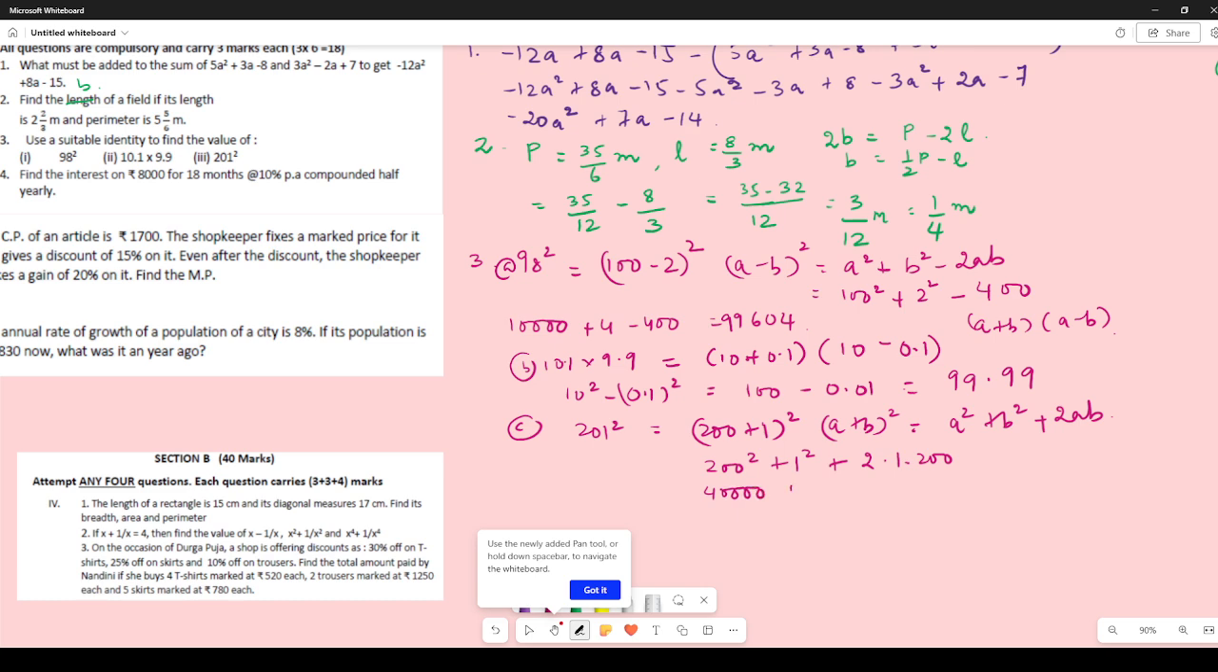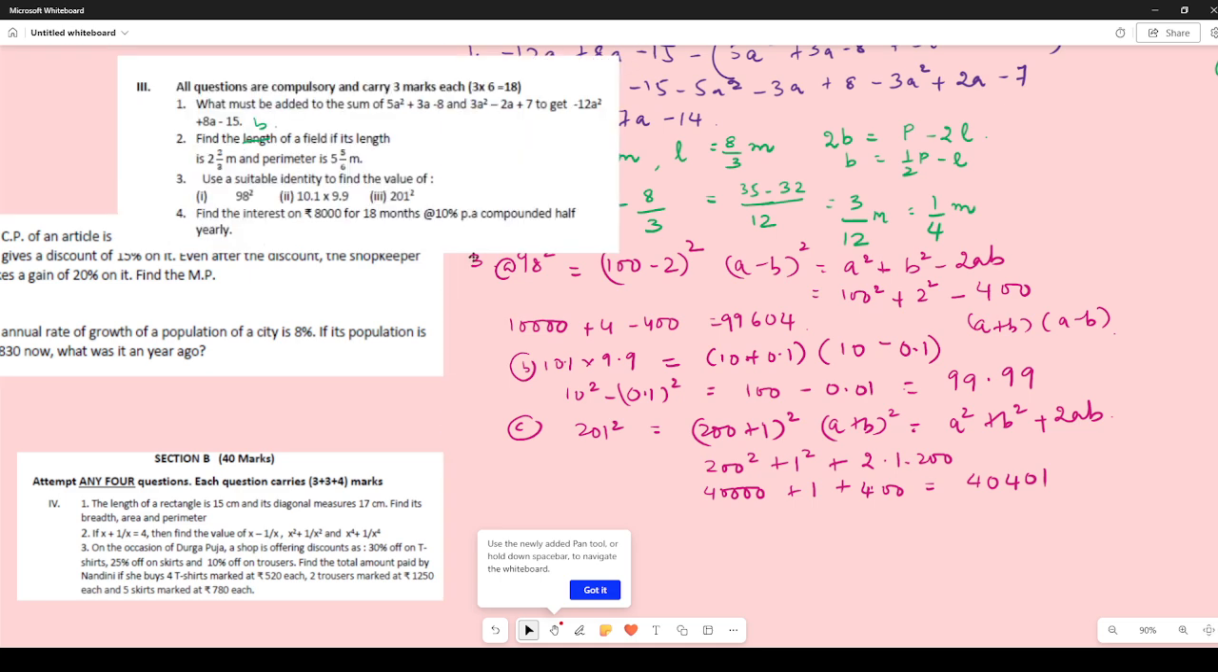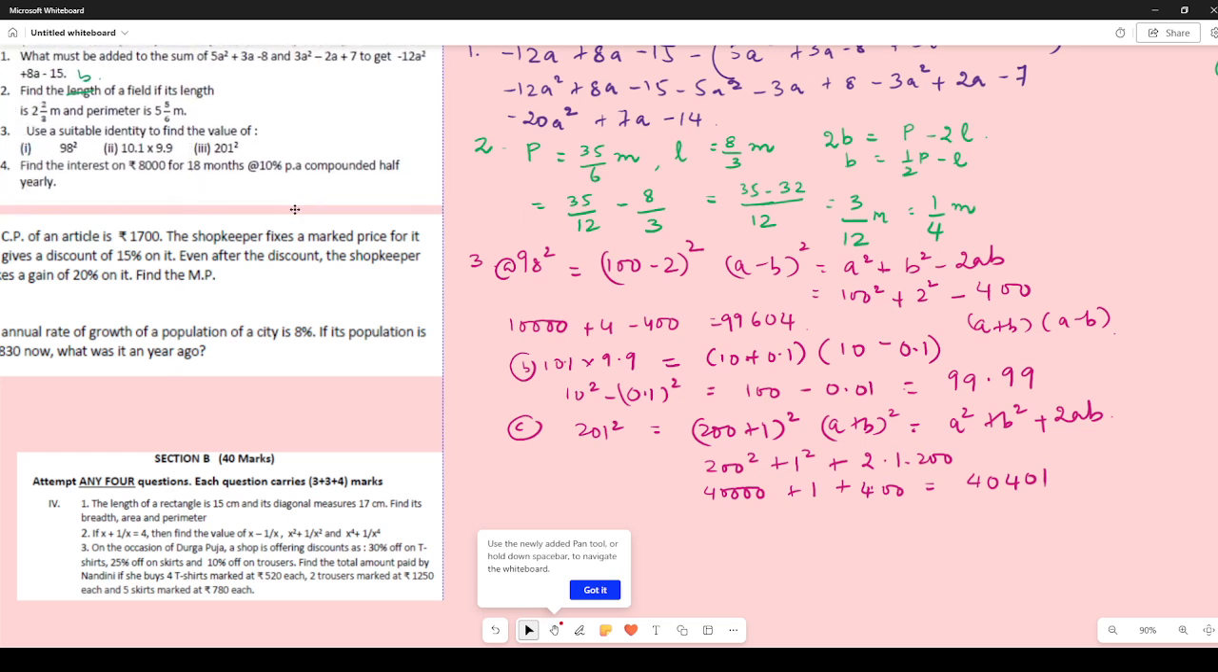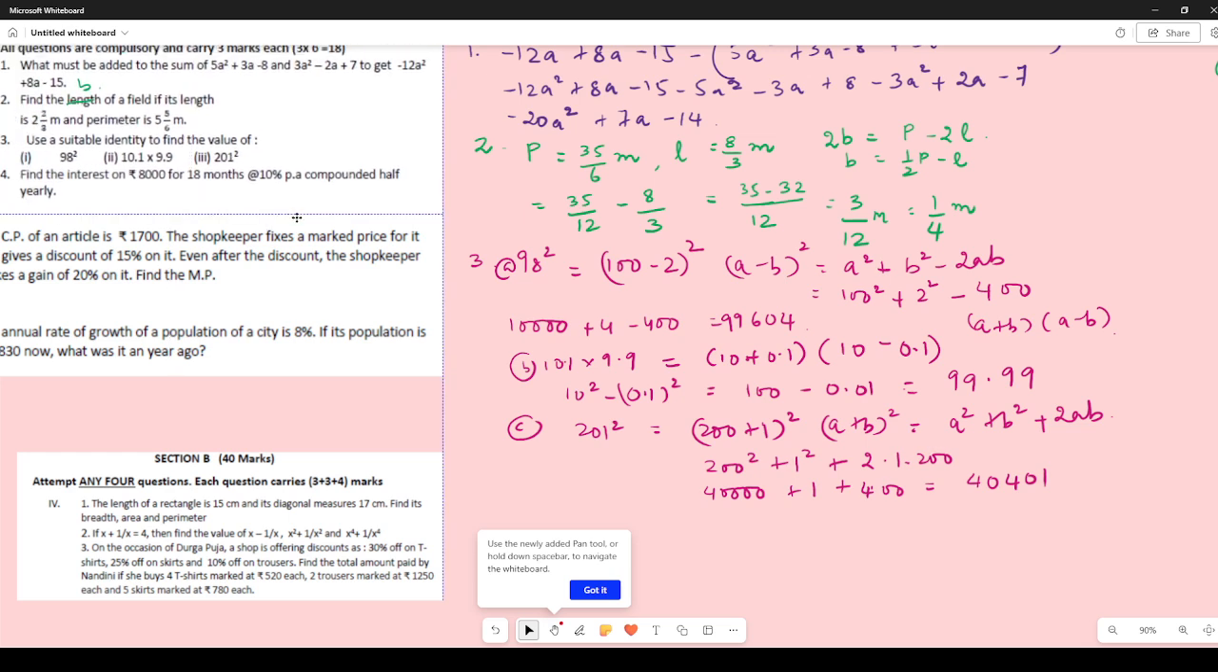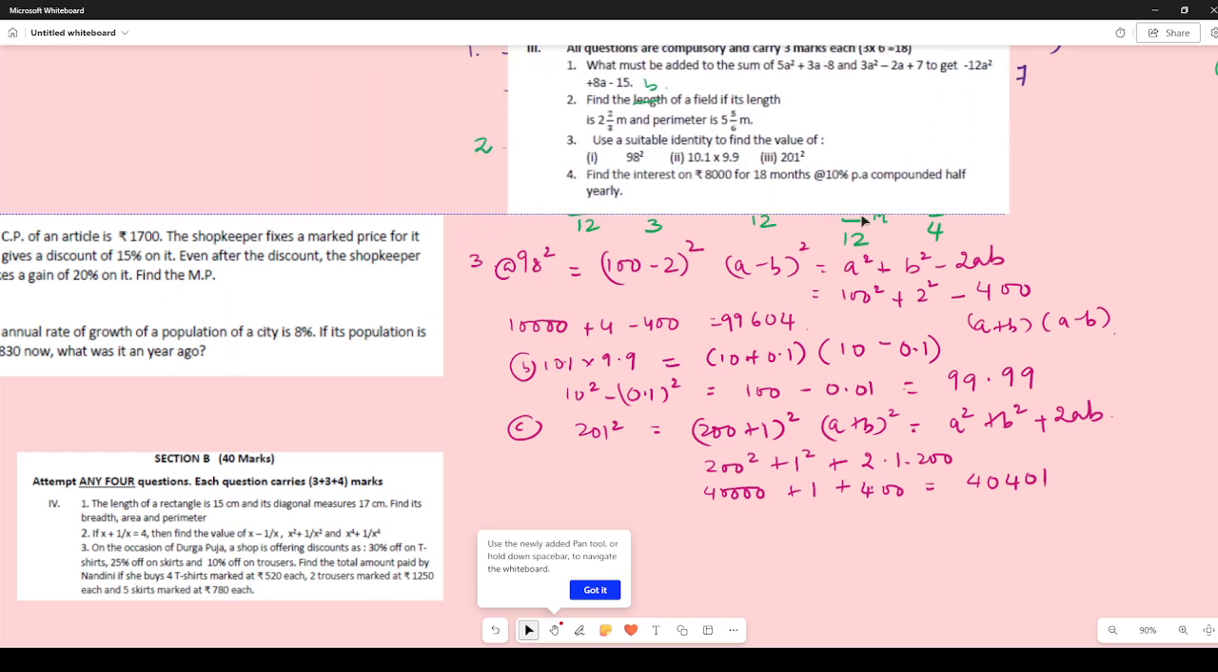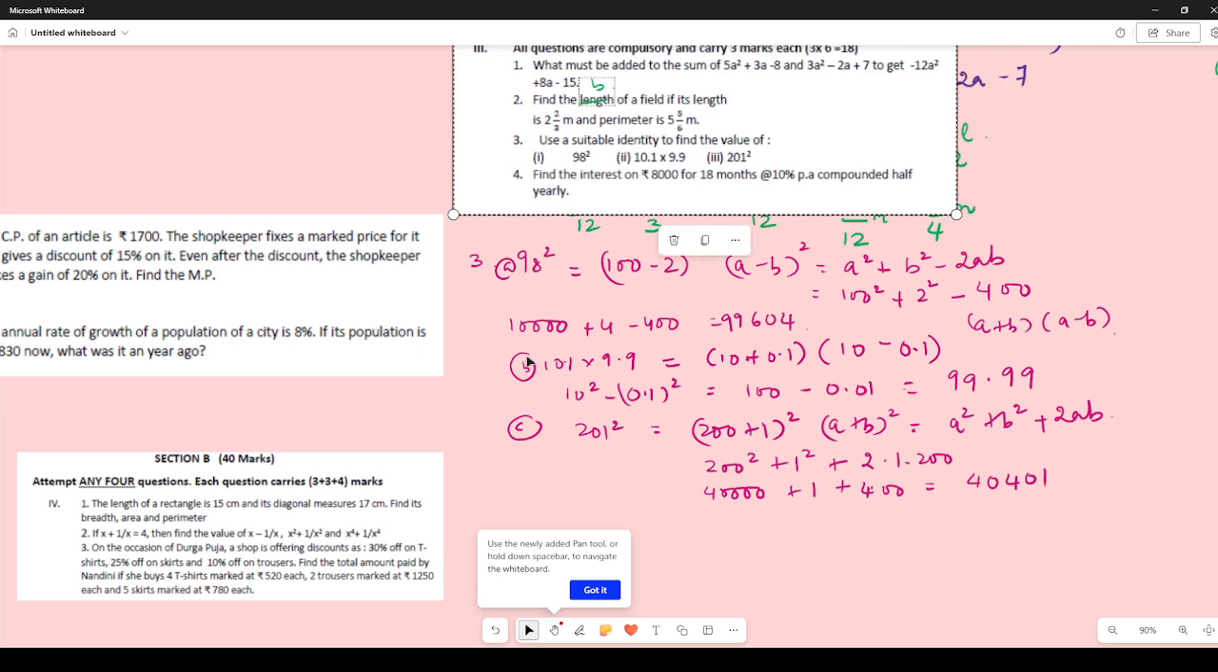40,000 plus 1 plus 400. So the answer will be 40401. Got that? Now let us move to the next question. Let us move it to the side and let us solve this over here.